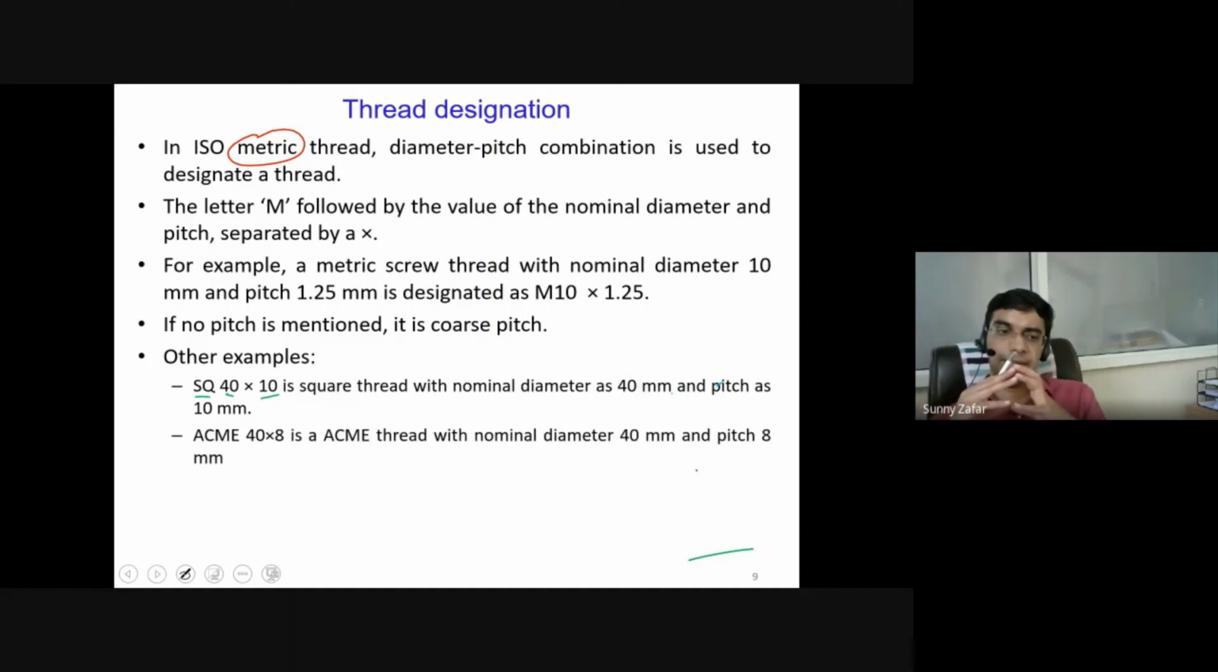Similarly, for Acme thread, we will write Acme 40 cross 8, which indicates it is an Acme thread with the nominal diameter 40 and pitch as 8 millimeters.